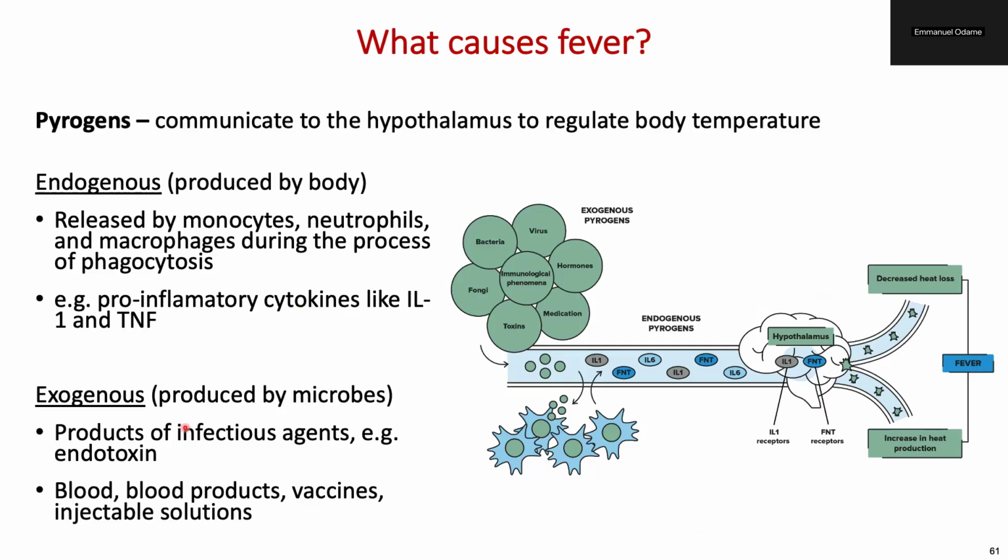And then we have exogenous pyrogens, which are produced by the bacteria, and they are products of infectious agents such as endotoxins, blood products, vaccines, or any other thing which is foreign to your body. So what happens is, for example, here you have exogenous pyrogens, which are already in the tissues, and then they will be secreted into the bloodstream, and then they go to the hypothalamus and tell it, hey, make the body hot. And then we also have your endogenous pyrogens, which are being secreted. They also tell the hypothalamus to do exactly the same thing.